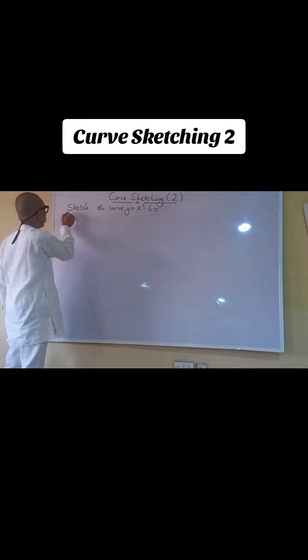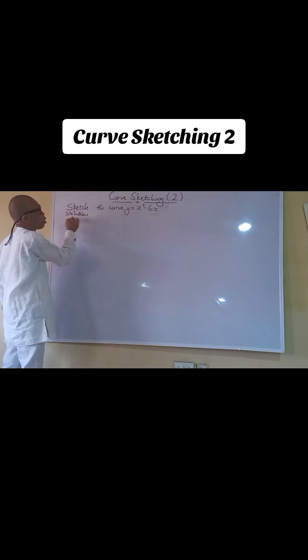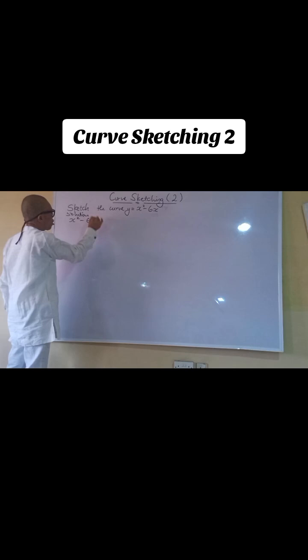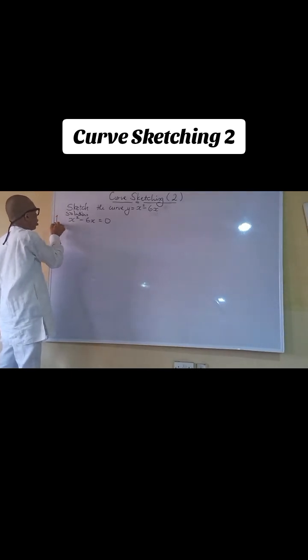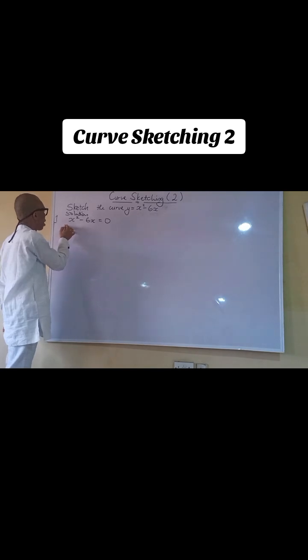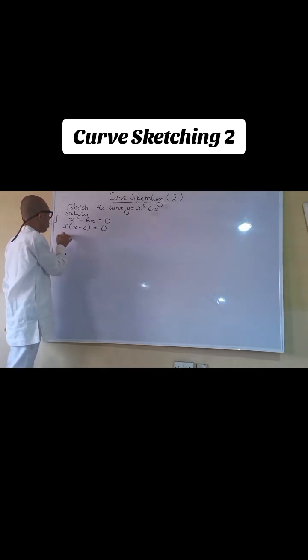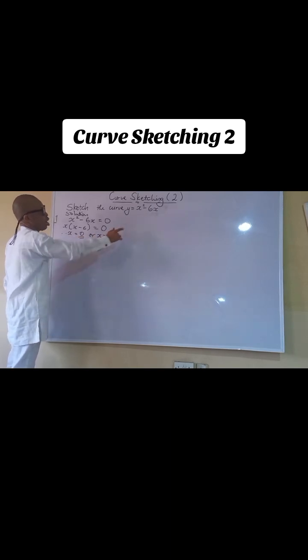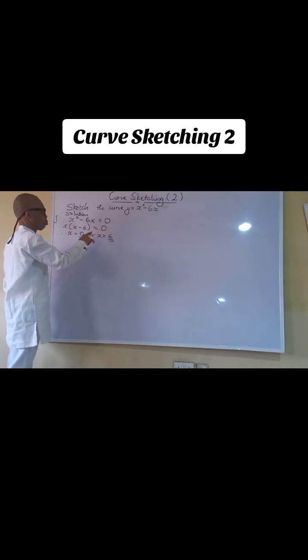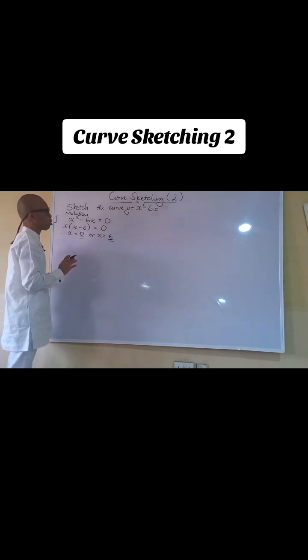So the zeros of this: I will have x squared minus 6x equal to 0. So that's my step 1, to find the zeros. So I will have x into x minus 6 equal to 0. Therefore, x equals 0 or x equals 6. So the zeros of this quadratic given to us are 0 and 6. That is the first step.